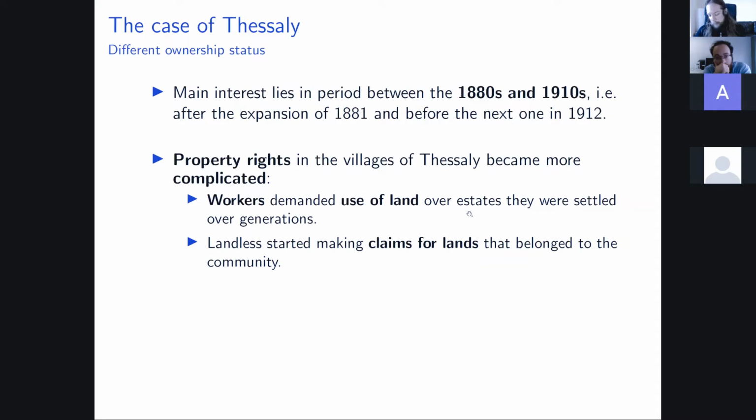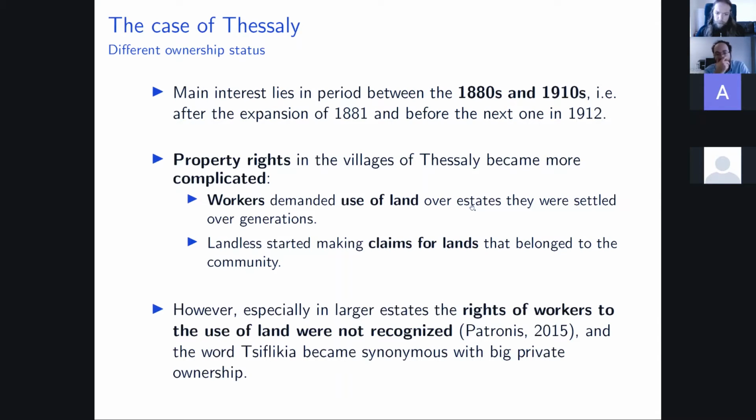So, as I've already alluded to, property rights changed in Thessaly, but they became more complicated due to a variety of reasons. For instance, you have workers who were demanding use of land over estates that were settled over generations, and this was actually quite a controversial thing at the time. And you also have landless people who were starting to make claims over lands that belonged to the community, so they could work on them by themselves. And especially in the larger estates at the time, the rights of the workers were not recognized. Tsifliki essentially in Greece is synonymous with big private ownership.